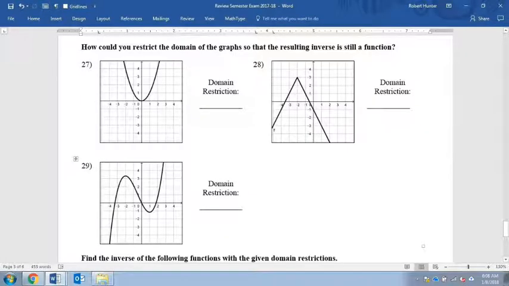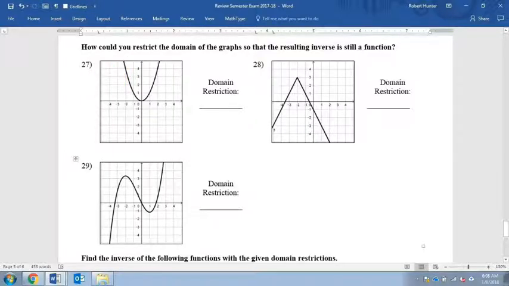All right, domain restrictions. Basically what they're asking is how can I narrow down the x values? Let's say I don't want these x values over here. I don't want anything less than -2. That's restricting the domain. Which x values do I not want?